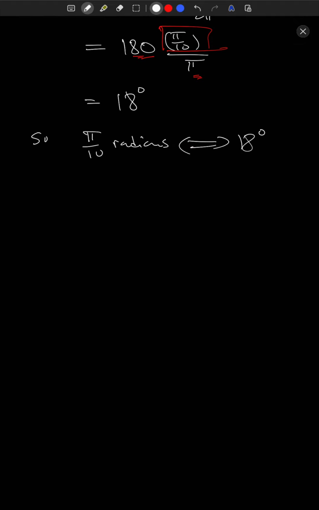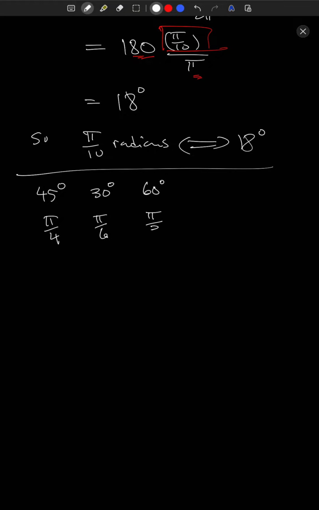So a few of these maybe you'd want to do. We've already seen 45 degrees is pi over 4. 30 degrees is pi over 6. 60 degrees is going to be pi over 3. And 90 degrees, pi over 2. These are ones that you should definitely know, basically immediately.